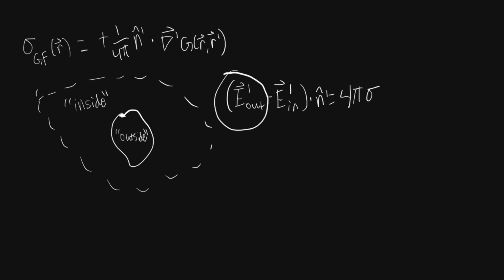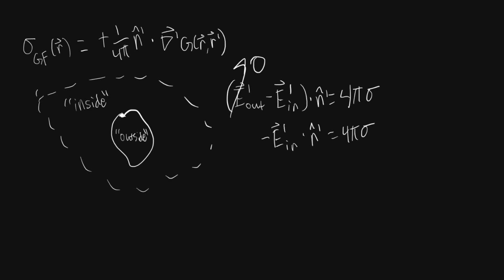So this E outside, if this is a conductor, the electric field's constant, but also this E, we're going to be deriving it from a Green's function, and the Green's function is only going to be defined inside this volume that we're integrating over, so we don't really care what's inside of here. So E out goes to 0, and we're just left with negative E in prime dotted with our normal vector is equal to 4 pi sigma.